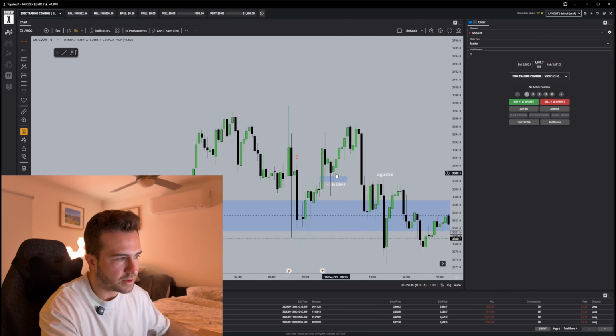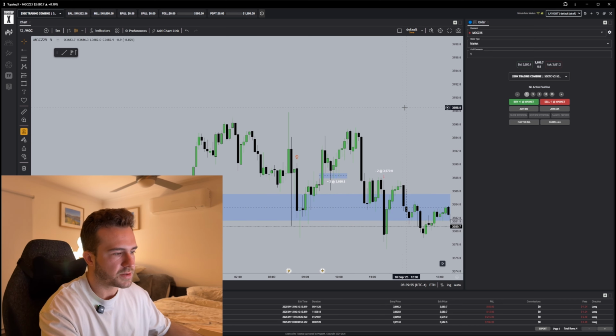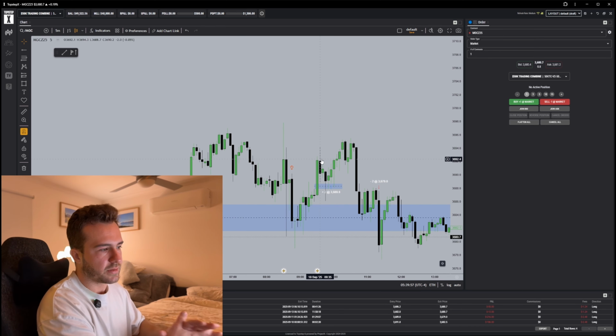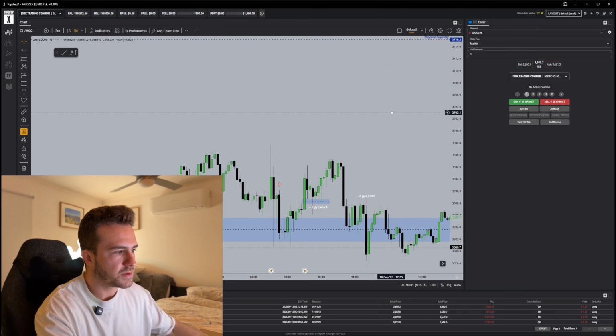You can see me buying there at 89.8. I missed the entry a little bit and bought up here, but I'm buying that fair value gap. It's okay to be a little bit outside of it. It doesn't have to be in exactly, as long as it's in close proximity to that fair value gap.